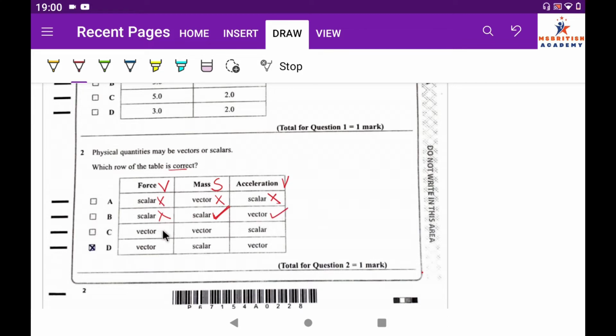But is force a vector? Is mass a vector? No, it's not. And is acceleration a scalar? No, it's not. Is force a vector? Yes. Is mass a scalar? Yes. And is acceleration a vector? Yes. So from here our correct answer is D.